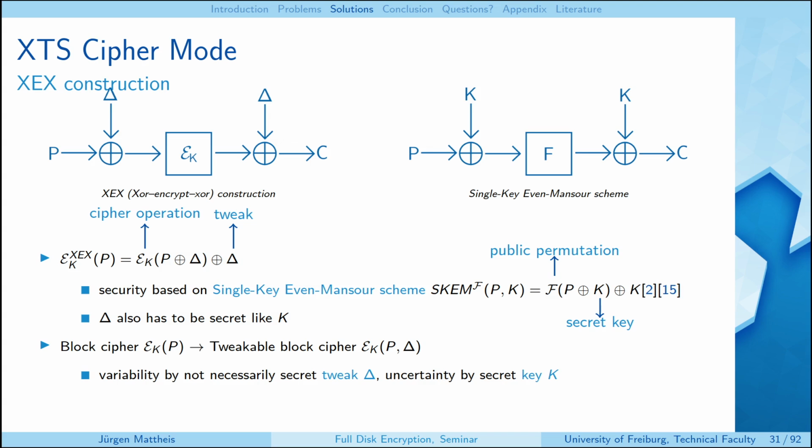I call it from now on XEX construction to save time. And the name basically says everything you need to know. You input a plaintext, then you XOR it with a tweak, then you encrypt it, and then you XOR it with the tweak again. The security is basically based on the single-key Even-Mansour scheme, which has the public permutation and the secret key. Because of the secret key, this Even-Mansour scheme has a security proof, and if our XEX construction also has its tweak be secret like this key, then the XEX construction is also secure because of the security proof.